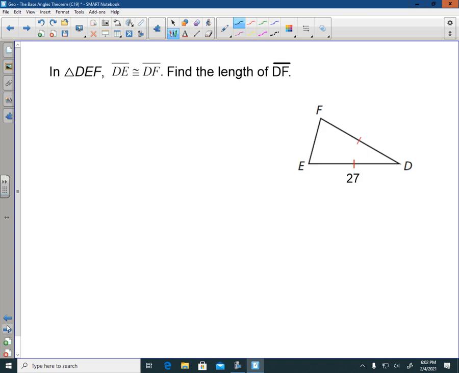So here we go with another one. In DEF, DE is congruent to DF. Find the length of DF. Again, we have an isosceles triangle. In an isosceles triangle, the sides that are marked are congruent to one another. If DE is 27, then DF is also 27. Now, it's not degrees because it's not an angle, but there you have it.